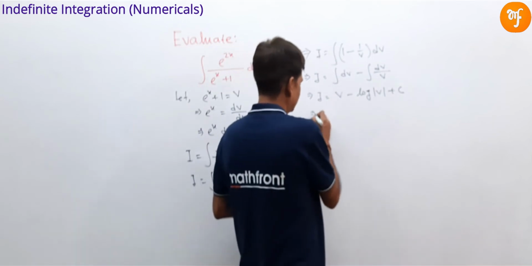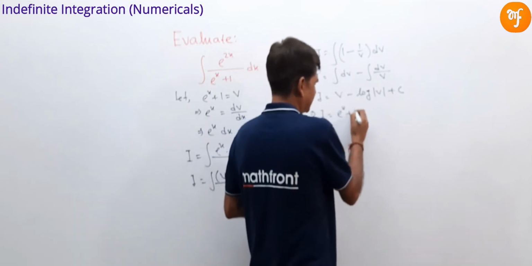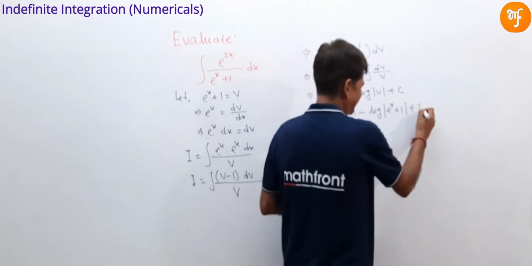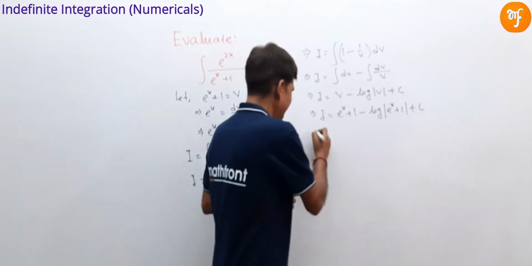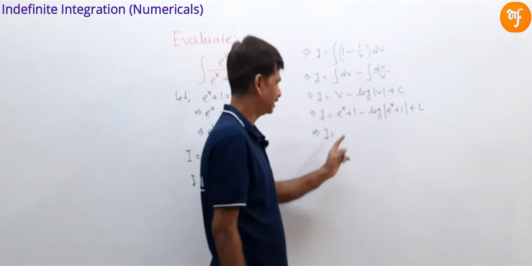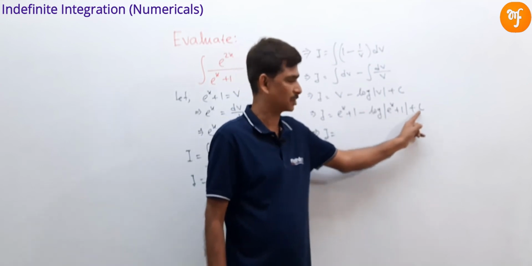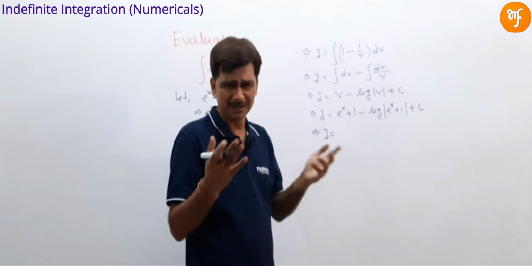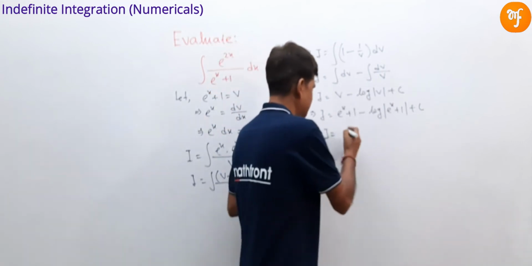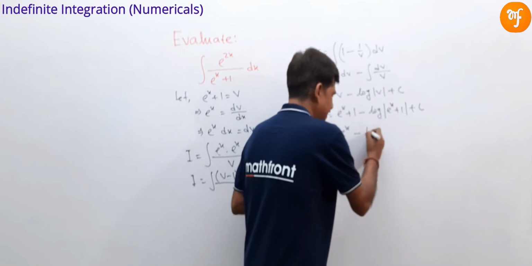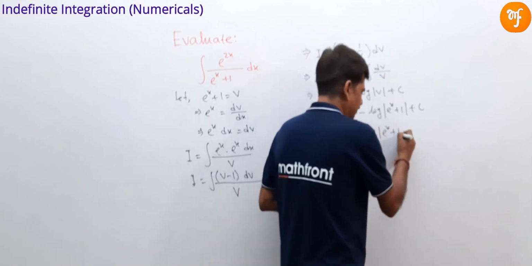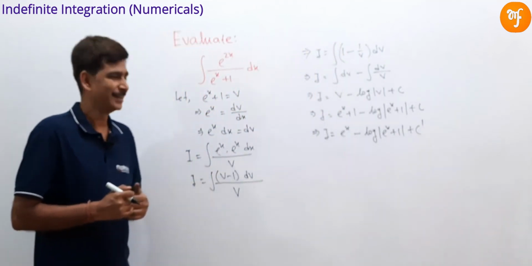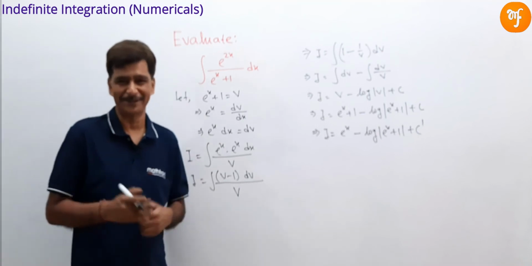So, I is equal to e to the power x plus 1 minus log of mod of e to the power x plus 1 plus c. Okay. Now, this is our practice that 1 is a constant and this integration constant is a constant. So, combining these two constants will give another new constant, just say c dash. So, the integration can be written as e to the power x minus log of mod of e to the power x plus 1 plus c dash. So, this is the answer. Okay, clear? Now, come to the next question.